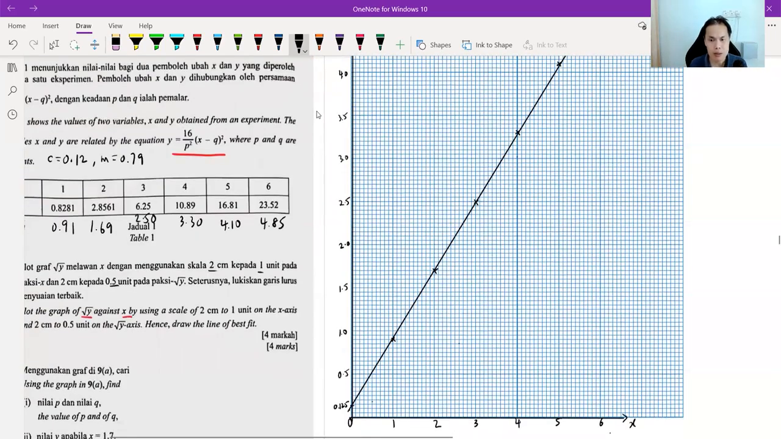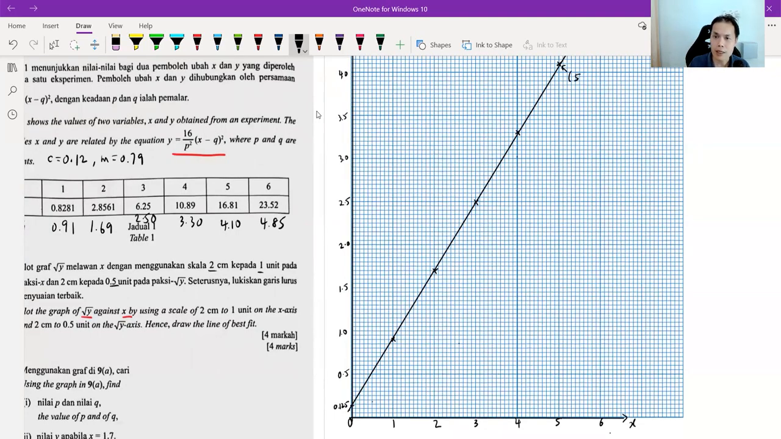For me, I like to take smallest 0, largest I take 5 boxes. Why 5 boxes? Any number divided by 5 is a round number. It's a nice number, a terminating decimal, no recurring decimal. So I'm going to take this coordinate here. Notice that I don't take the point from the table, because the line of best fit doesn't pass through the point.